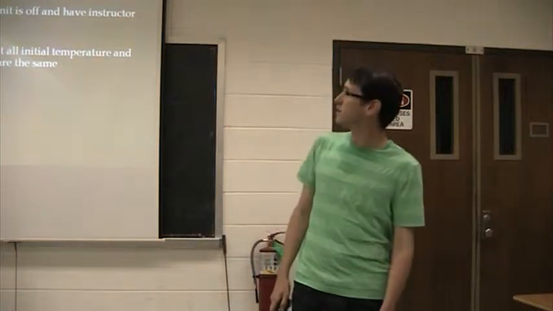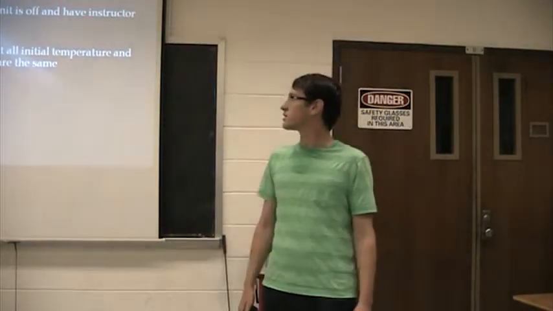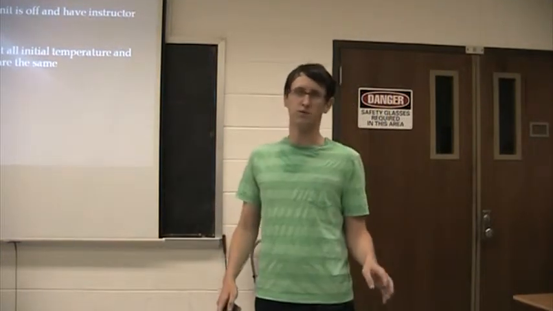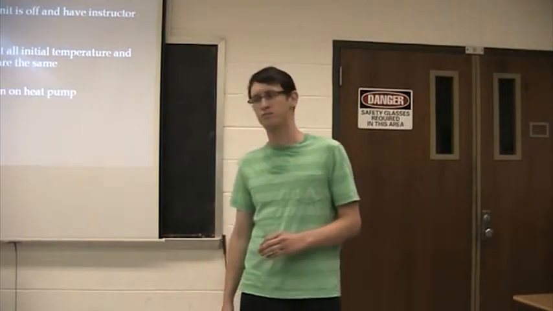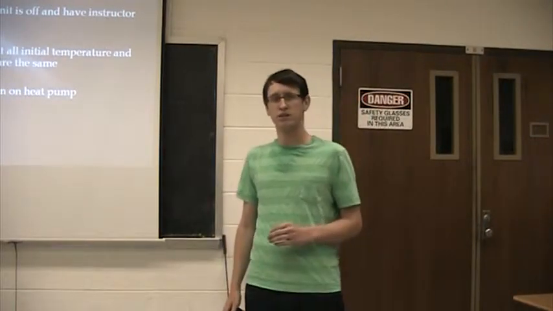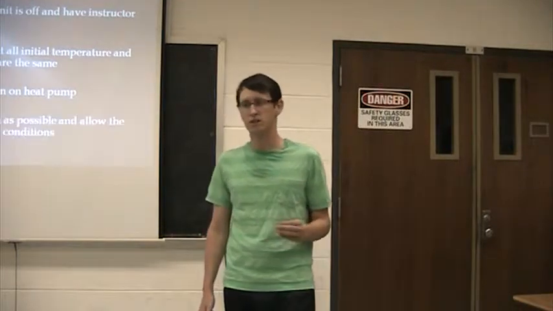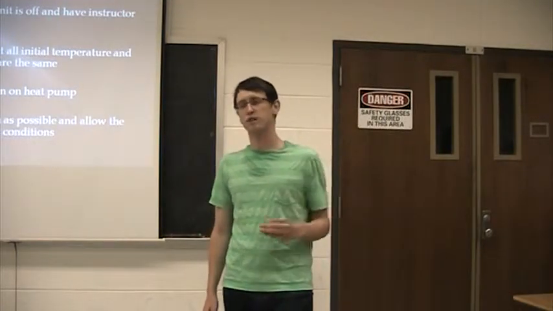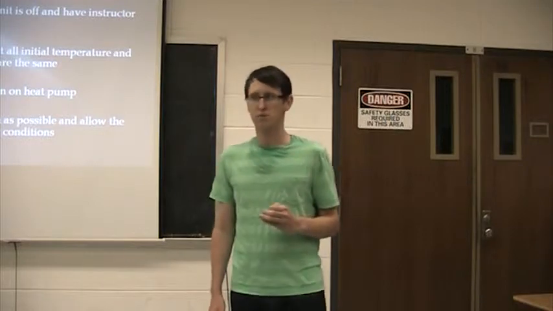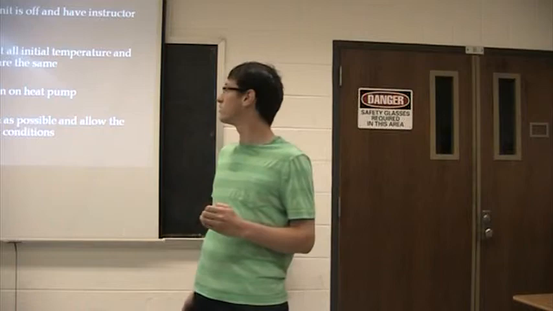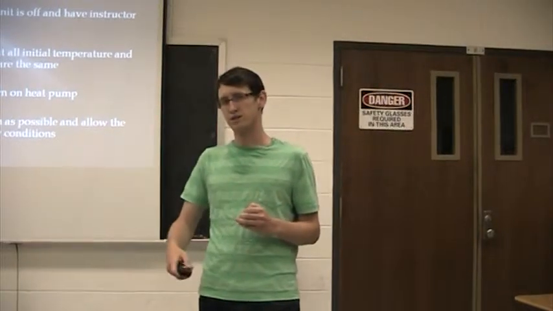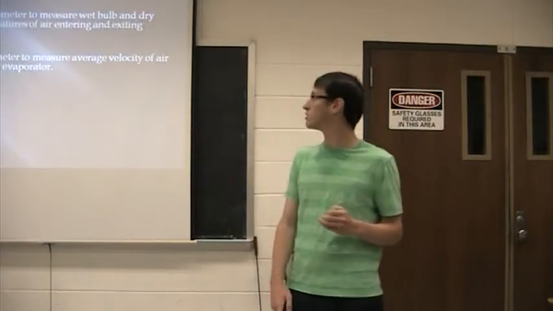Okay, so procedure. Start off, we want to make sure the AC is off. Check to verify that the initial temperature and pressure readings are all the same for all 4. If they're not, we're going to have to do a little bit of calibration, but they should be the same. Then we're going to have the instructor turn on the AC, and then we're going to add as much freon to the system as possible by opening up the low pressure side valve.